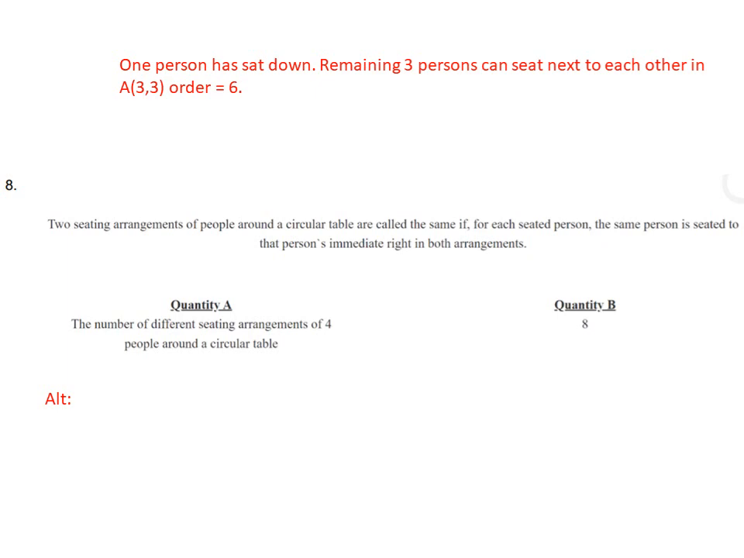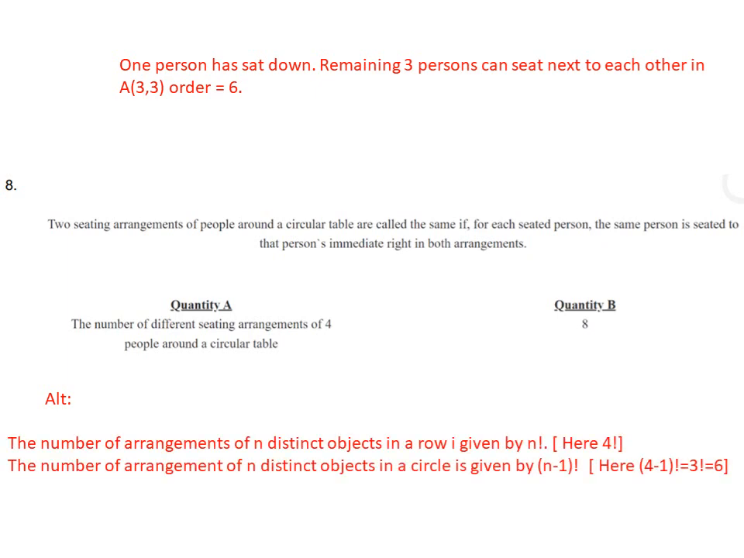There is an alternative method we can use. The number of arrangements of n distinct objects in a row is given by n factorial. So the distinct objects are 4 here in this question, so we get 4 factorial. The number of arrangements of n distinct objects in a circle is given by n minus 1 factorial. So in this question we get 4 minus 1 factorial, equal to 3 factorial, equal to 6. So the answer will be B, because quantity B is greater than A.